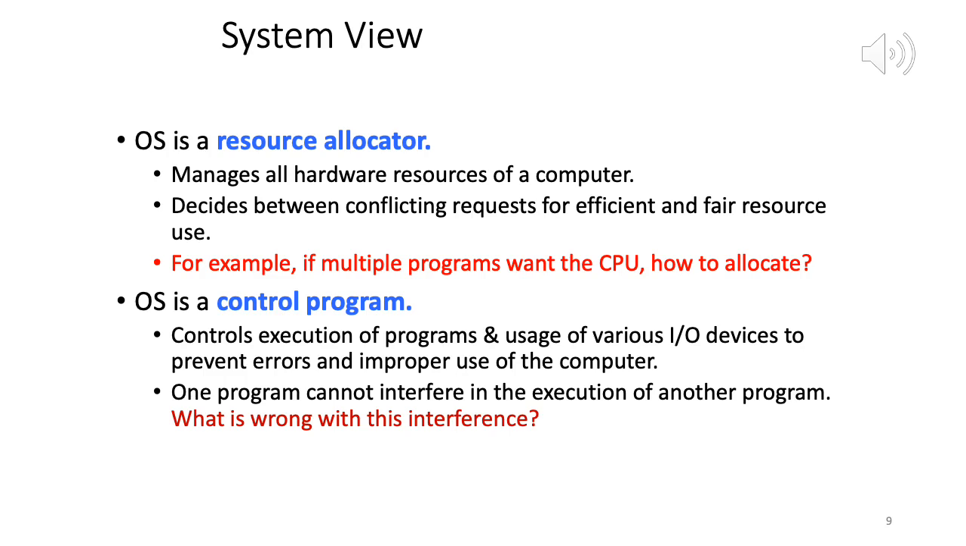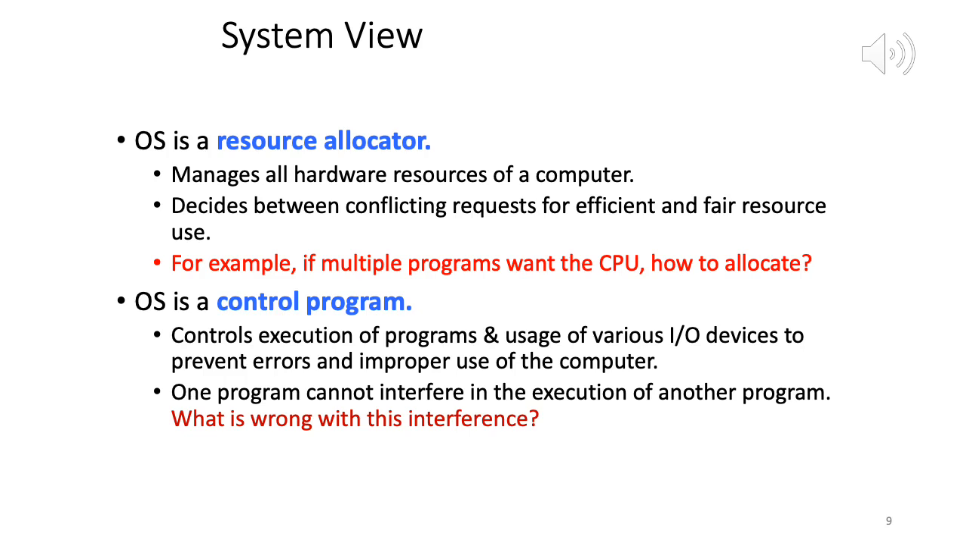OS is a control program, so it controls execution of programs and usage of various IO devices to prevent errors and improper use of the computer. One program cannot interfere in the execution of another program. Okay, so here we ask ourselves, what is wrong if one program interferes in the execution of another program? Well, then it can potentially change the code of that other program. It can put some malicious code, which will have an effect on the security, or it can just put some random code and then cause that other program to crash or maybe not work properly.